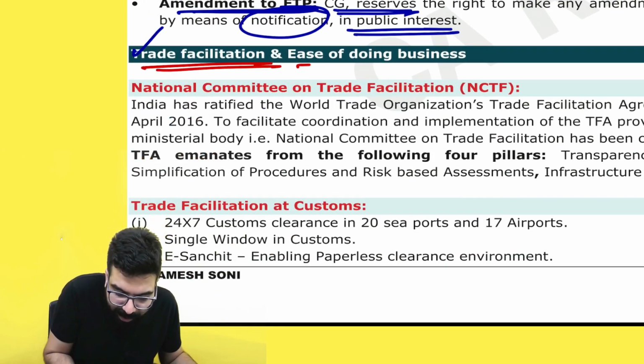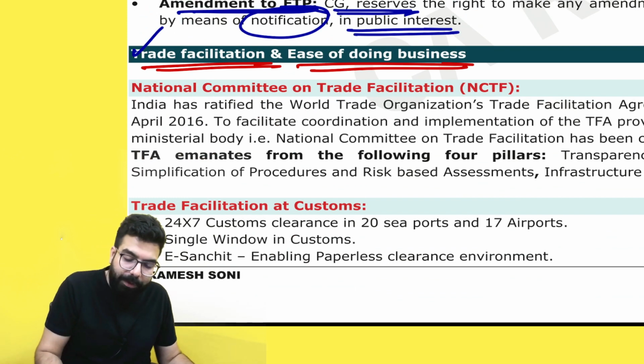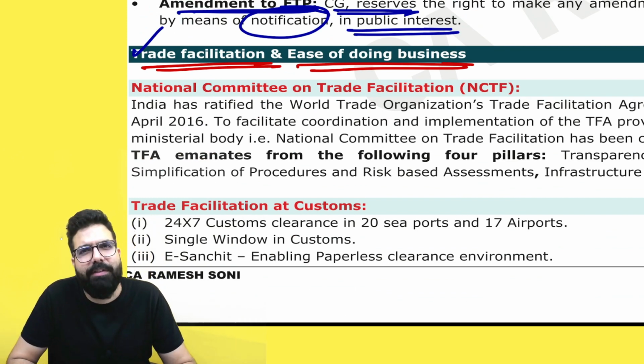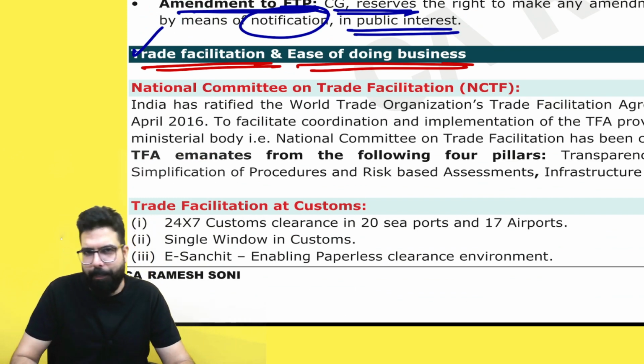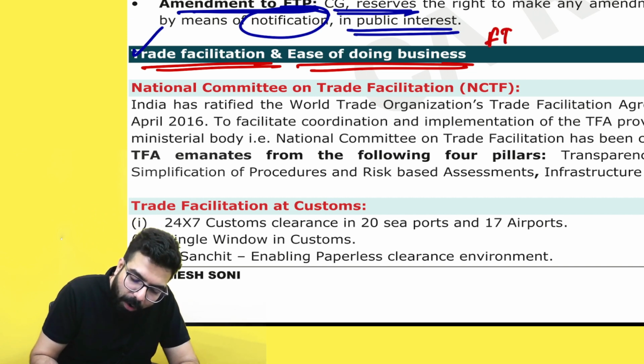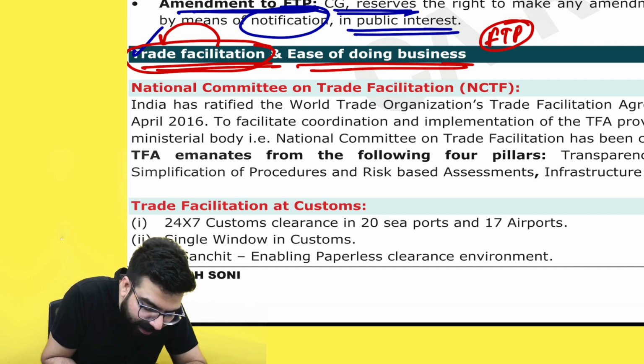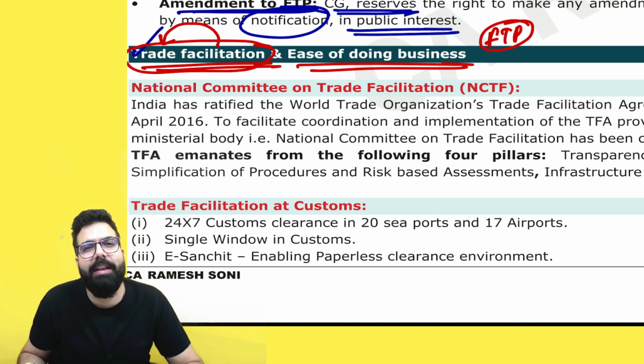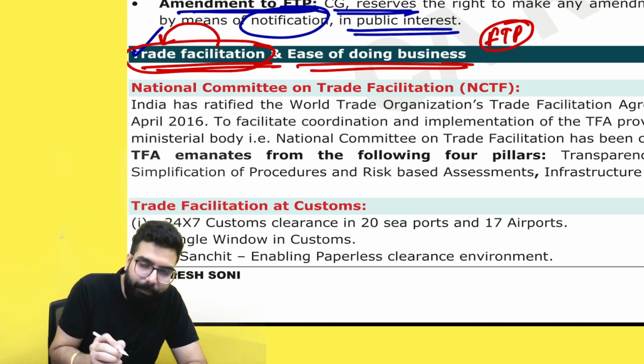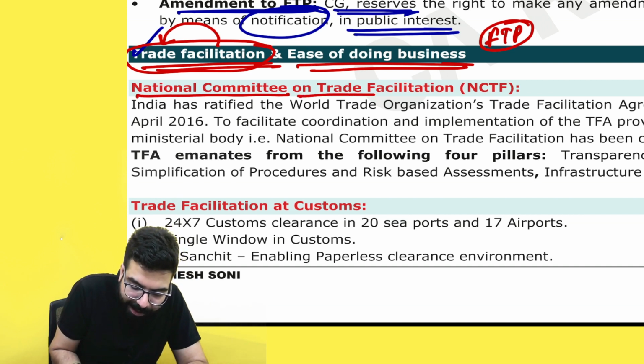Trade facilitation and ease of doing business. Under the foreign trade policy, what are the various trade facilitation measures being implemented? How are they facilitating import and export? They have formed one committee, which is the National Committee on Trade Facilitation.